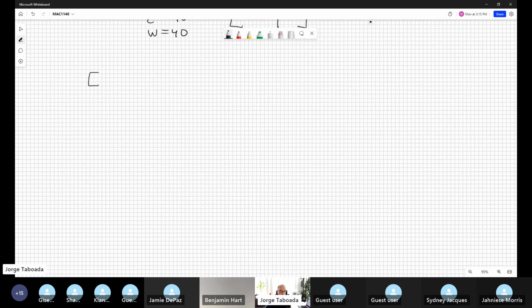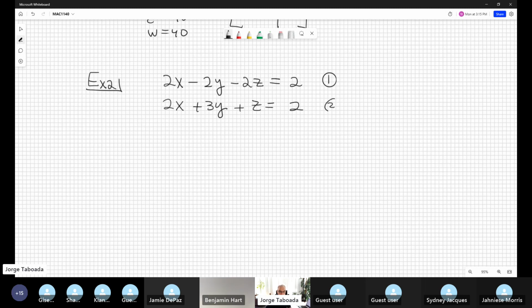Example 2. Example 2 is 2x minus 2y minus 2z equal to 2, equation 1. Then 2x again, plus 3y plus z equal 2, again looks similar. And 3x plus 2y, no z, it's missing, equals 0.